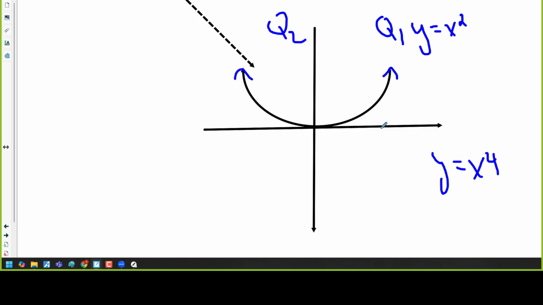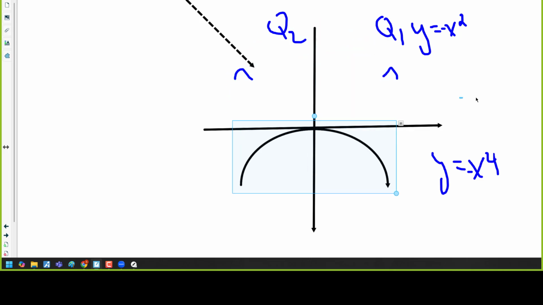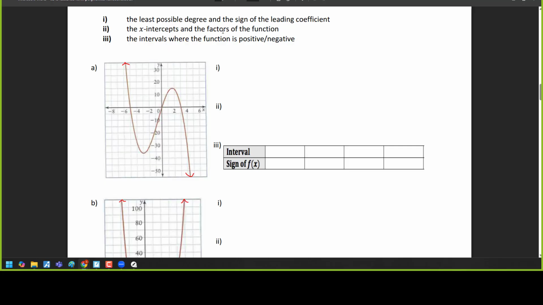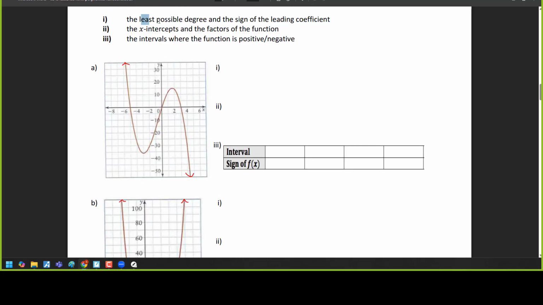And if you have a negative leading coefficient, if I put negative x squared or negative x to the 4, well, that just makes it upside down, makes it a sad face, and they're both pointing down. So in this case, we know that the leading coefficient is going to be positive because both are pointing up.